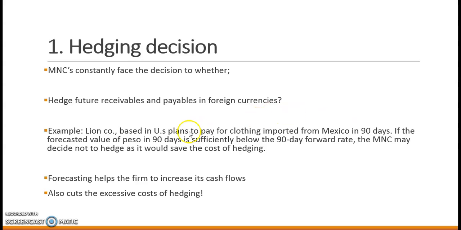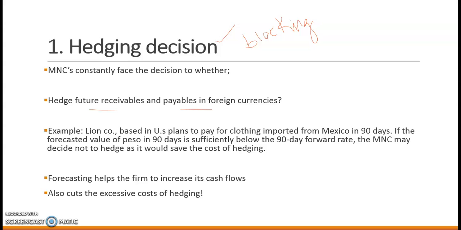Next, we are seeing that the first decision firms have to make is regarding the hedging decision. Hedging, as I told you, is about blocking the risks that you can have. If you are not hedging it, you can bear a loss. So it's simply the blocking or minimizing of the risk, right? But it comes with a cost, as I told you. So firms hedge their future receivables and payables in foreign currencies, right?